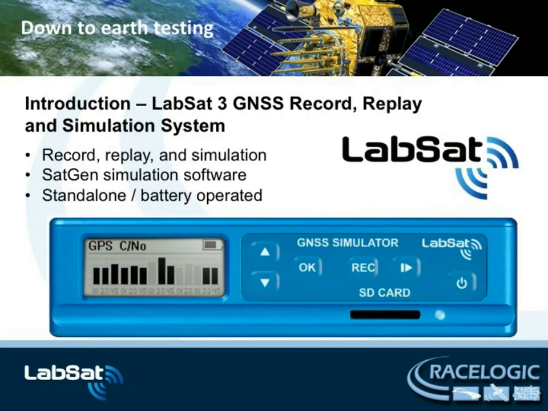The LabSat 3 proved to be a versatile tool for testing the challenging aspects of SSC's test environment, utilizing both a live sky recording facility and the FatGen software to create artificial signals, arguably the best of both worlds. SSC only used a single constellation LabSat in their simulations, but the LabSat 3 is also capable of recording, replaying, and simulating GPS, GLONASS, and Beidou signals simultaneously.